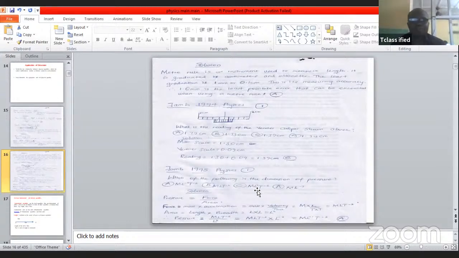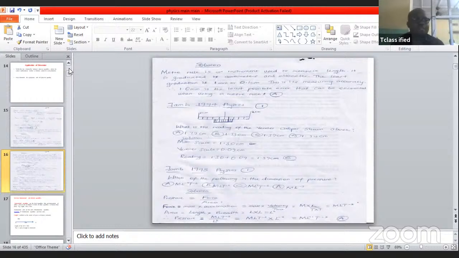We have JAMB 1995 physics. Which of the following is the dimension of pressure? Is it A, ML to the power minus 1 T squared? Is there any of these? Okay, solution. Pressure is simply equal to force over area, we all know.